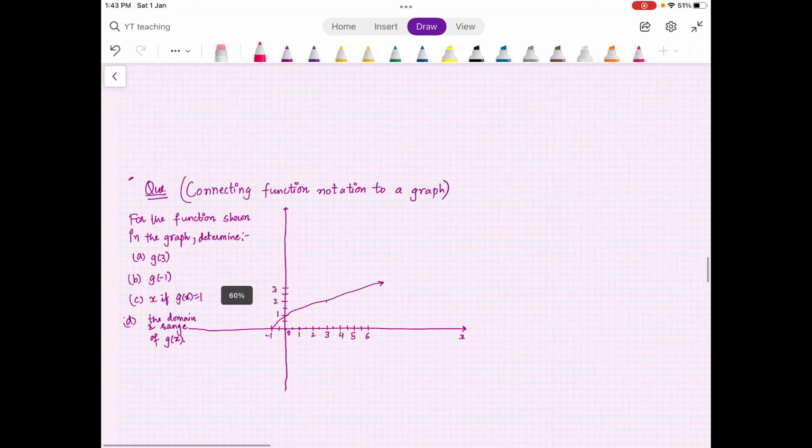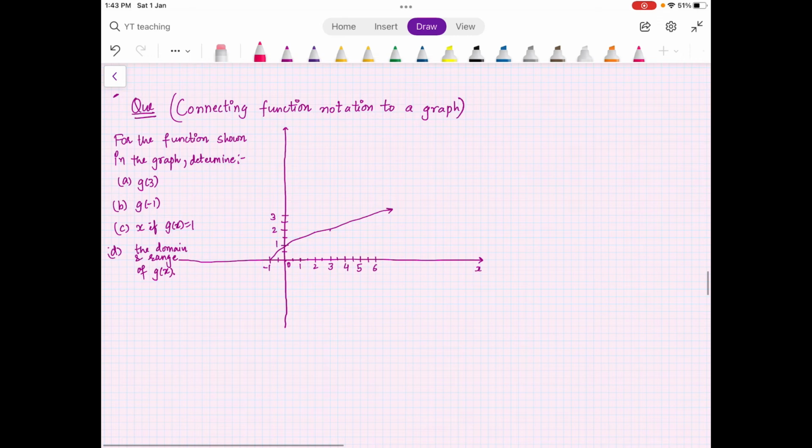Now there are some other examples. Basically in this video we are discussing function notation. Here I have taken one example where we are connecting function notation to a graph. Here I have plotted a graph. Can you see? This is the graph of a function, and you are asked what is g at 3. This is x, and this is g of x, and I am asking you what is g of 3.